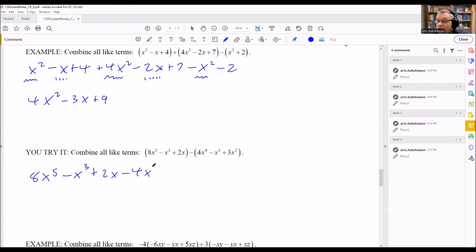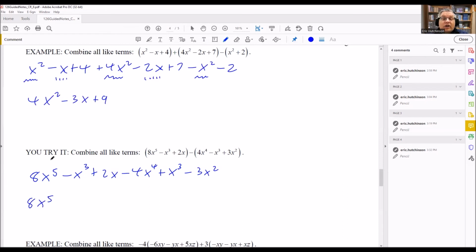Negative 4x to the 4th. Negative times negative is plus x cubed. Negative times that would be a minus 3x squared. So now we have to combine all these terms together. We start with the highest down to the lowest. Now the highest power we have is x to the 5th, 8x to the 5th. So I'm just going to go ahead and write that down. There's nothing else that combines.